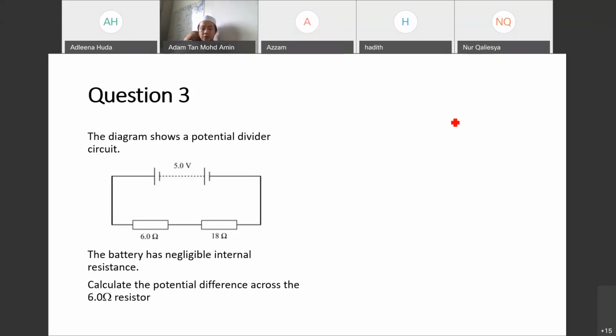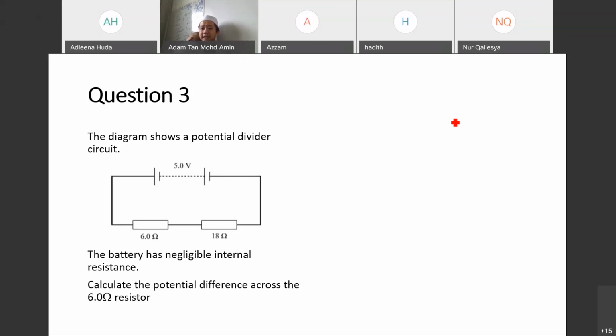Okay, for this, we've got a 6 ohm resistor and an 18 ohm resistor. So the battery has negligible internal resistance, and we have to calculate the potential difference across the 6 ohm resistor. So here, there are actually multiple ways of determining the value kan. Jalan untuk mencapai satu result tu bukan satu saja kan. Dia ada banyak-banyak jalan. So I'll be showing 2 methods. One is the manual, step by step, and the other one is actually just straight away using the potential divider punya equation. Tapi sebenarnya these 2 methods are intertwined between each other because the potential divider formula actually originated from this method.